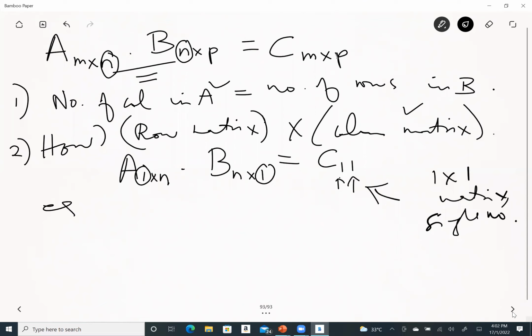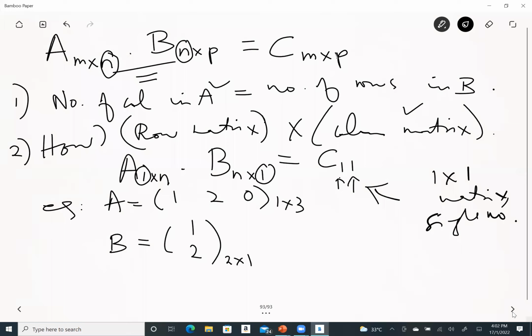Example. Suppose I have A equal to 1, 2, 0. And then I have B equal to 1, 2. Okay. So here I have a row matrix 1 by 3. And here I have a column matrix 2 by 1. All right. First rule, can we multiply? Can we multiply or we cannot multiply?